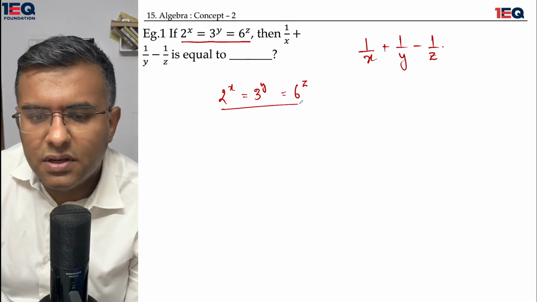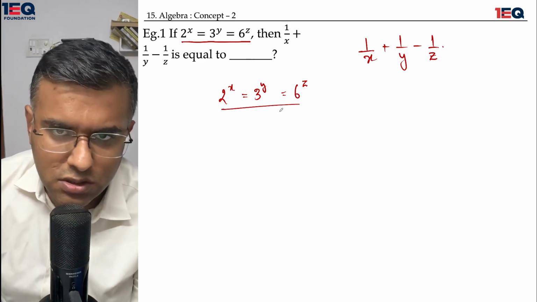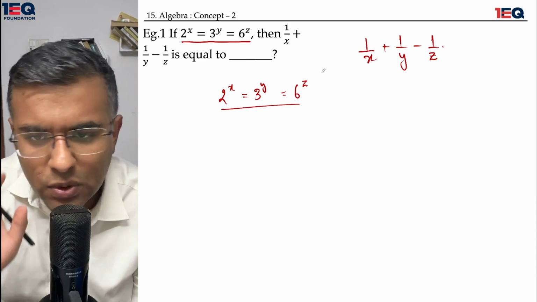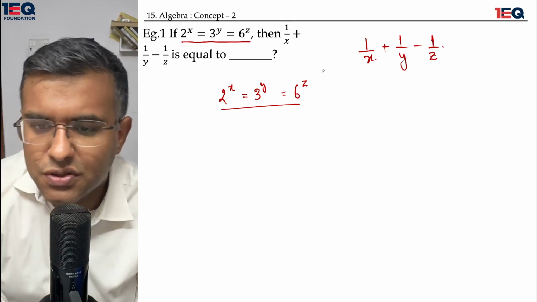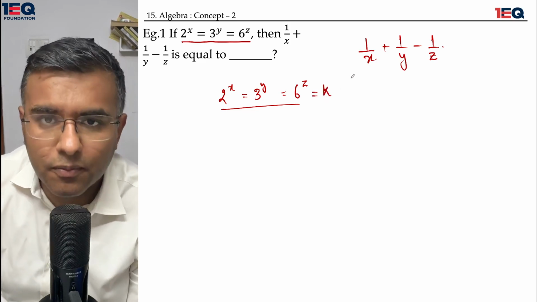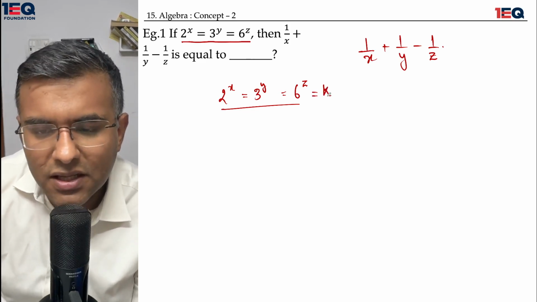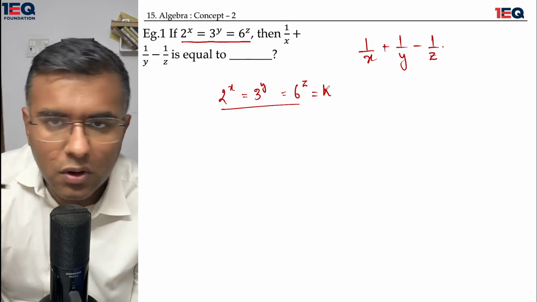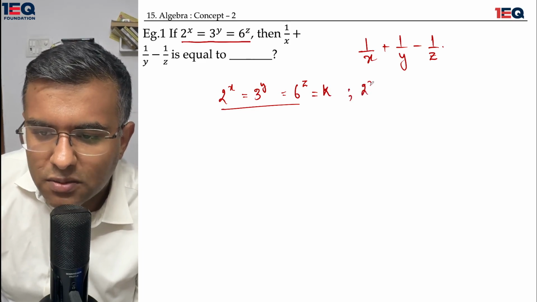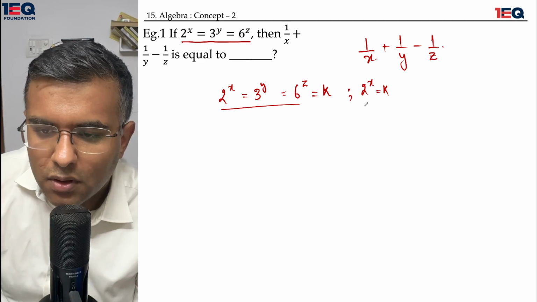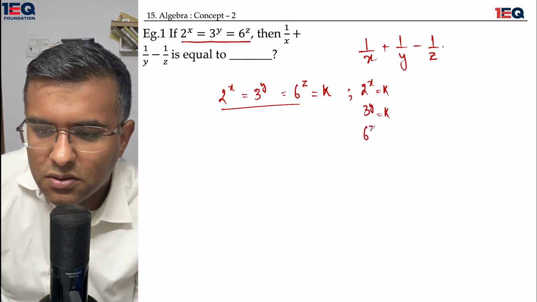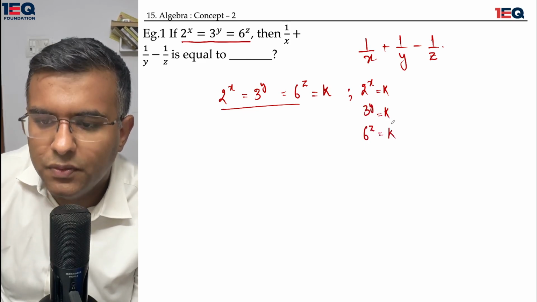Now, if these three are together, I cannot do much about it. I just know that 2 multiplied by 3 is equal to 6, and that is the only place where I can find a relationship. So what do I do about it? I quietly give the value of k to all these variables together. That means 2 raised to the power x is equal to k, 3 raised to the power y is equal to k, and 6 raised to the power z is also equal to k.